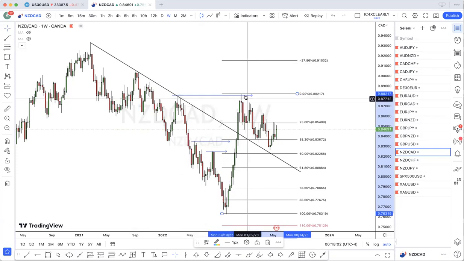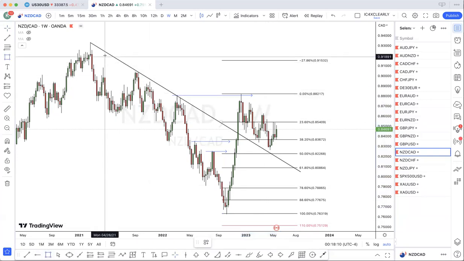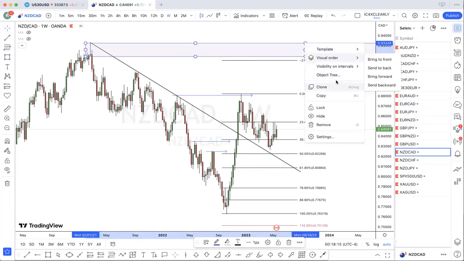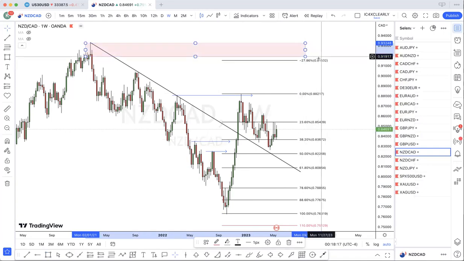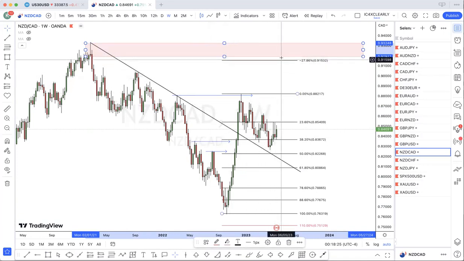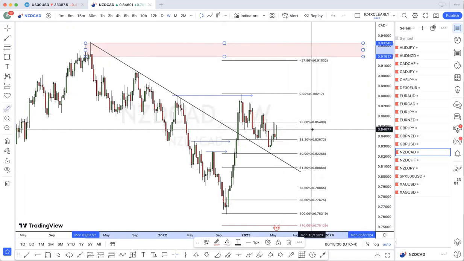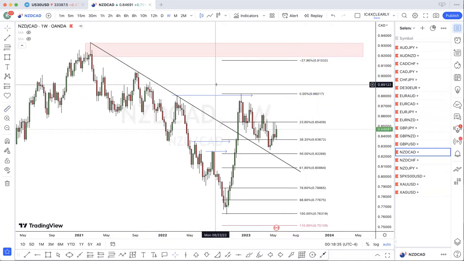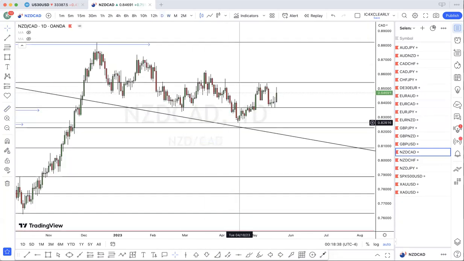Even with this wick, well, this wick passed here, but the negative 27, which is an imbalance and also an area of supply. So I would definitely expect price to buy up to the negative 27 from here. And we're talking about 718 pips. Let's go to the daily.